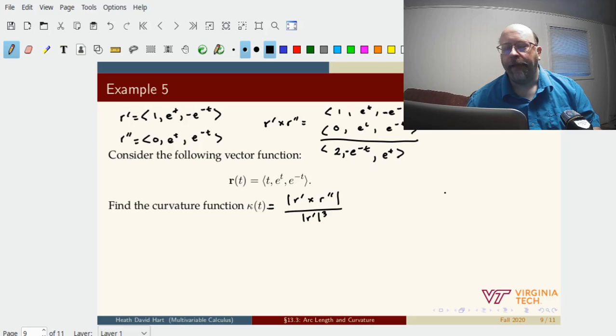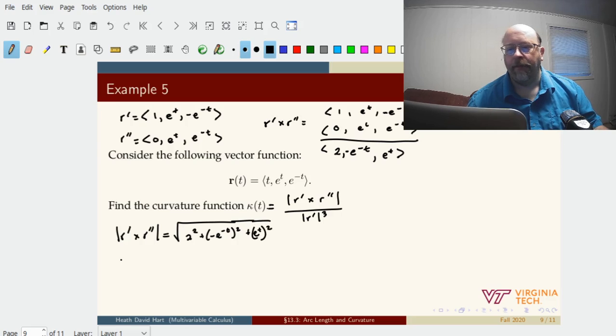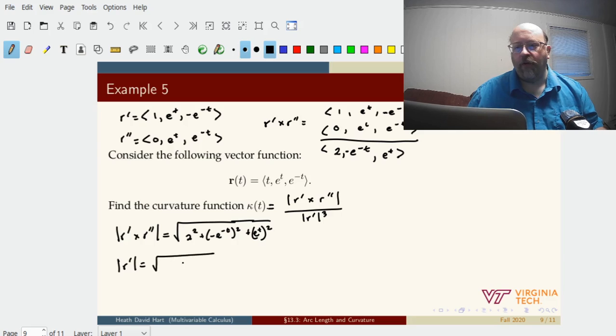Okay? And now we have to take some magnitudes. We have to take the magnitude of this cross product on top, and then the magnitude of r prime on the bottom. So the magnitude of r prime cross r double prime will be the square root of 2 squared plus negative e to the negative t squared plus e to the t squared. And the magnitude of r prime is the square root of 1 squared plus e to the t squared plus negative e to the negative t squared.